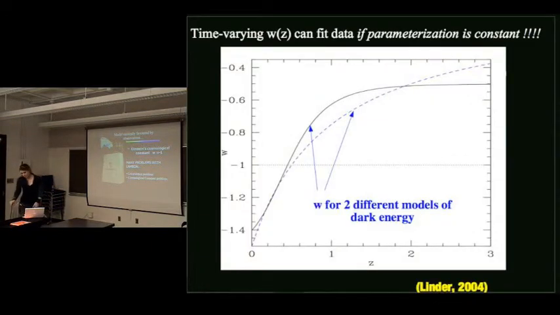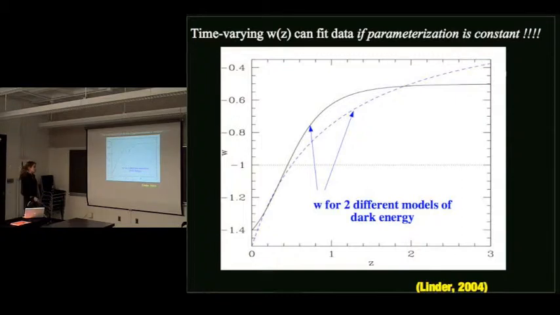But another problem with our supposed detection or agreement between observations and the cosmological constant is that most results come out of fitting the data to a constant equation of state. And this is very worrying because a time-varying equation of state can be shown to fit the same data as the cosmological constant if you choose your parameterization to be constant.